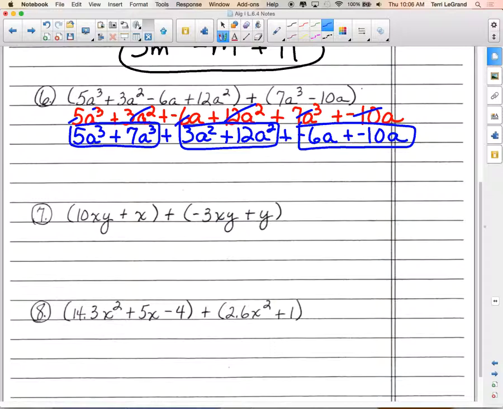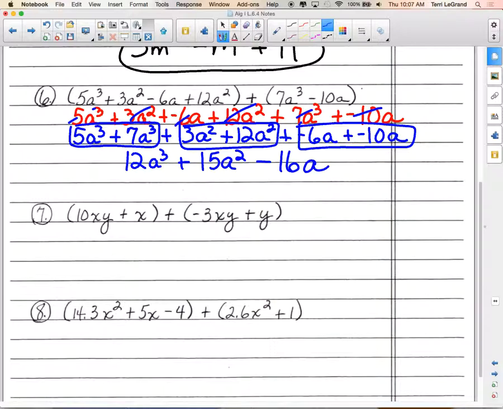Austin, what did you get for a final answer? 12a cubed plus 15a squared minus 16a. Anybody want to agree with Austin? Devin does. Oh, lots of people do. Okay. Anybody want to change our mind? Anybody want to change the majority's mind?